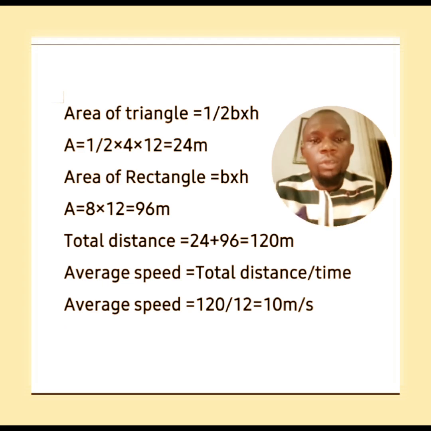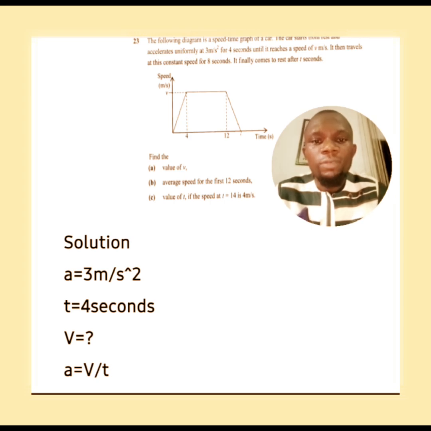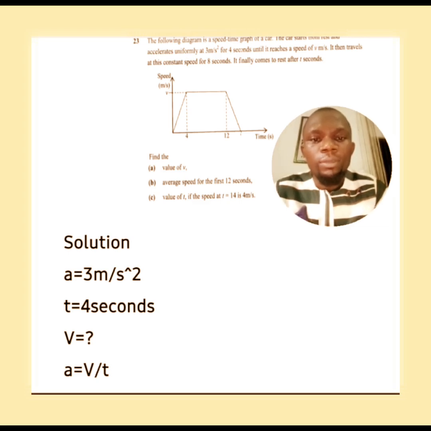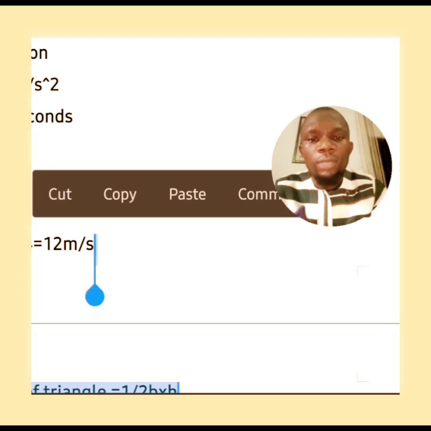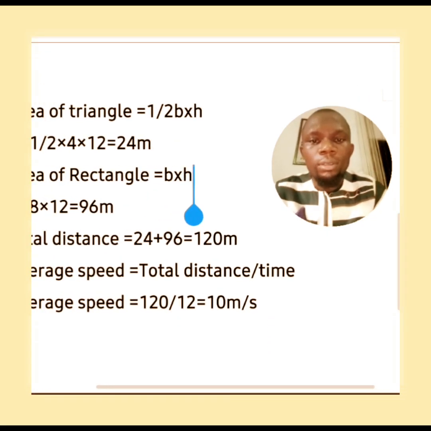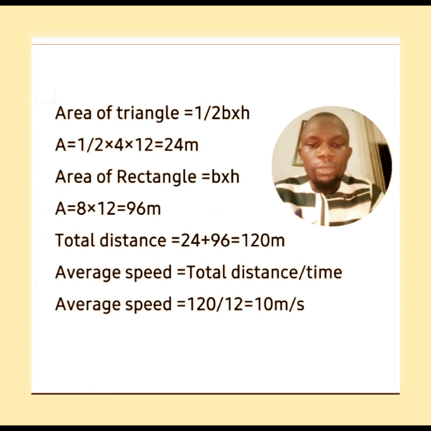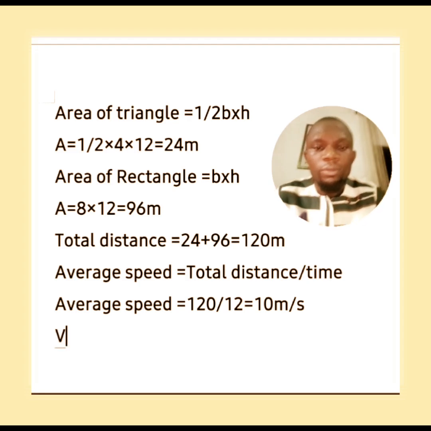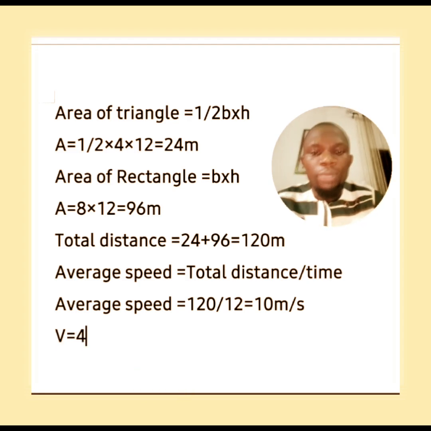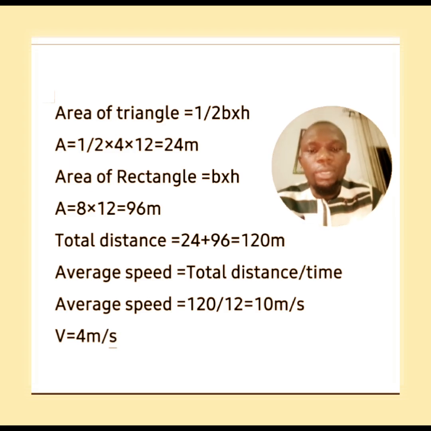So the last question, which is the C part, is for us to find the value of t if the speed at t equals 14 seconds is 4 meters per second. Very important. Very, very important. What they are trying to let us know is that at that particular point, the final velocity is given. So my v is given there. The final velocity is given as 4 meters per second.